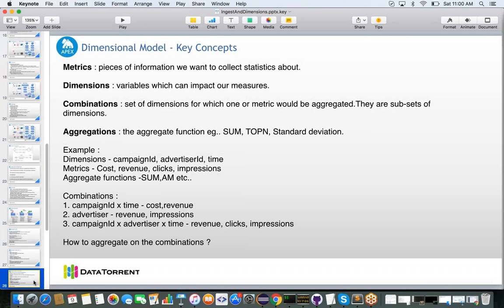Here's an example. In this particular ad tech use case, you would have dimensions as your campaign ID, advertiser ID, and time. And your metrics would typically be your cost, revenue, clicks, something measurable. And your aggregate function would be, I want a sum of my revenue, or I want a sum of my clicks, or I want a mean of my revenue or cost, etc. And then your combinations would typically be campaign ID versus time, or advertiser, or campaign cross advertiser cross time. So you want to see how your campaigns are doing for a given advertiser in a given range of time. This is how it would look.